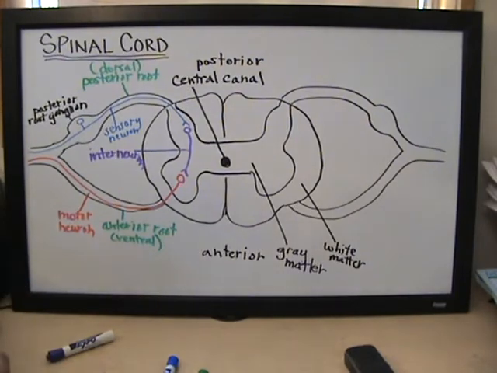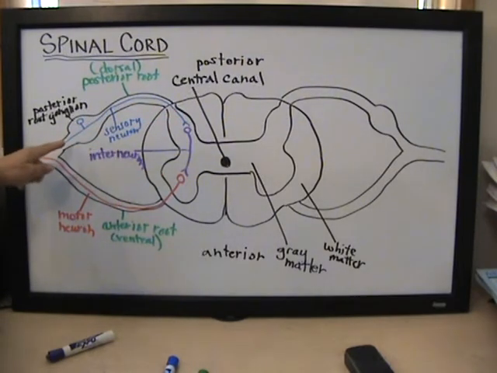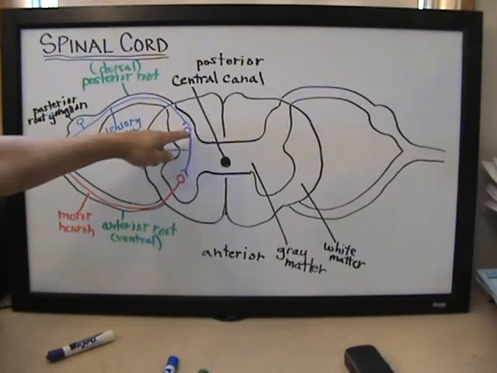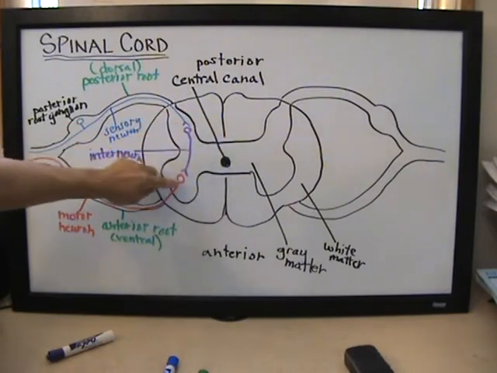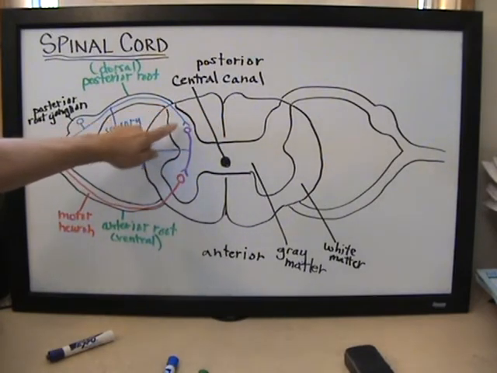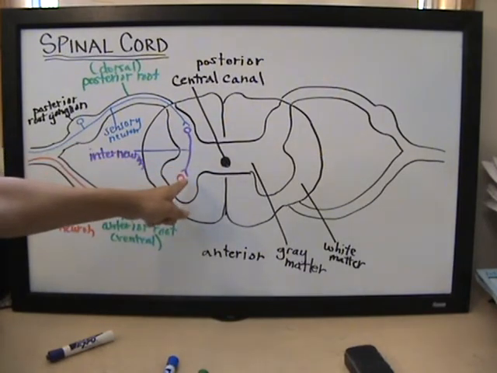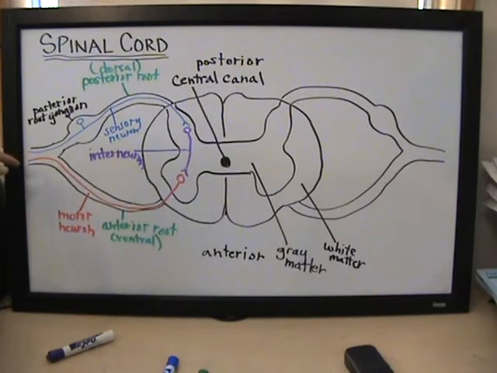Now if we take a look at how information passes, information will come into the central nervous system through a sensory neuron, through the posterior root. It will hook up maybe with an interneuron. Sometimes you don't have interneurons and they just go straight from a sensory to a motor neuron. But then an interneuron here, and then it hooks up to a motor neuron, which will bring information out to an effector, which is a gland or a muscle.